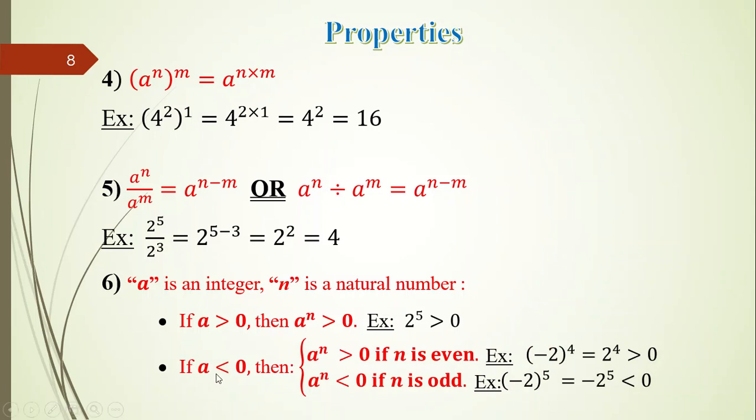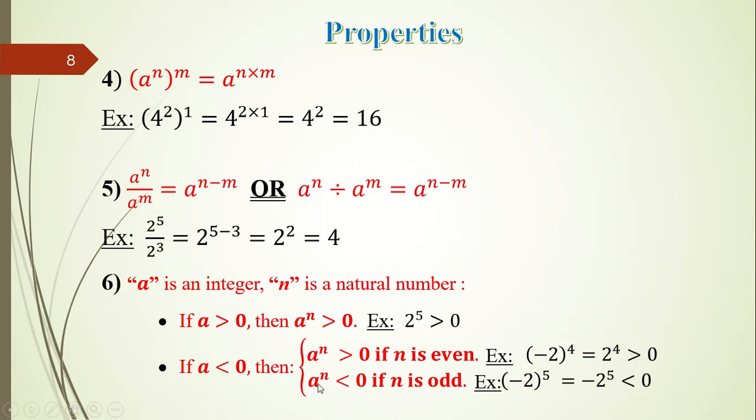Now, if A is negative, if the base is negative, then A power n is positive if n is even. So here, if you have minus 2 power 4, since we have an even power, the minus becomes plus. So it becomes plus 2 power 4.